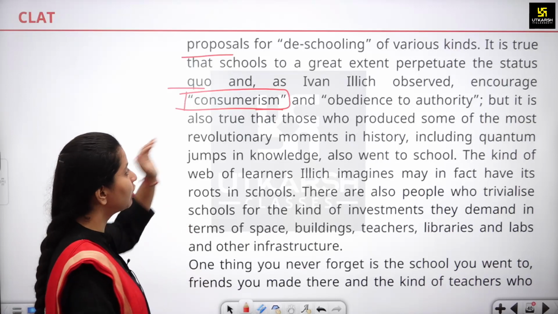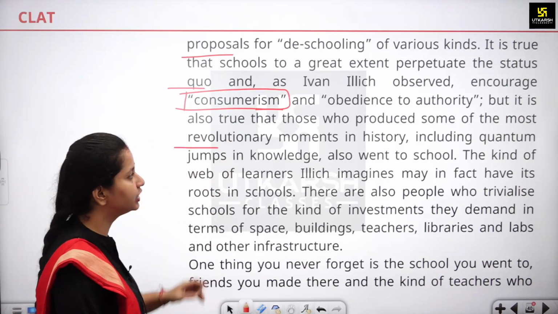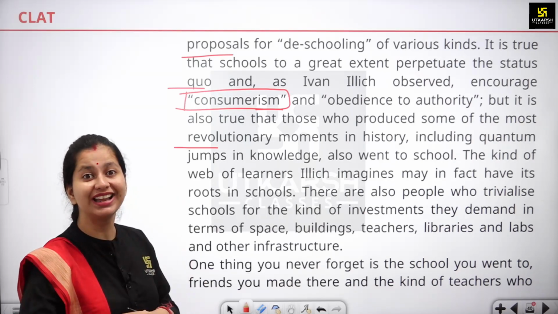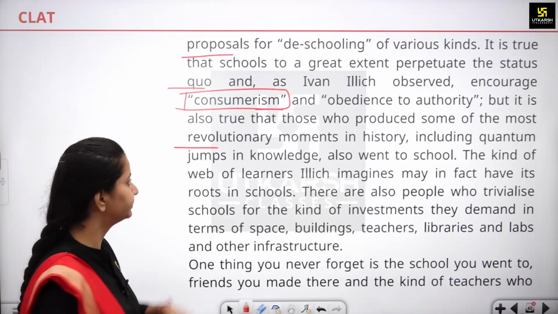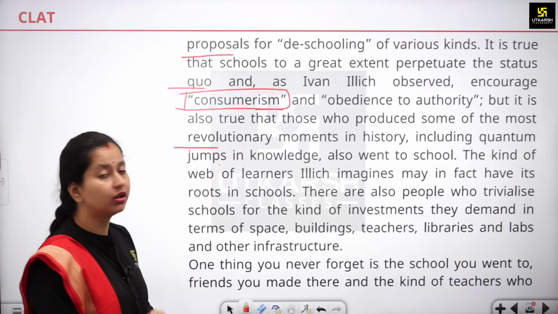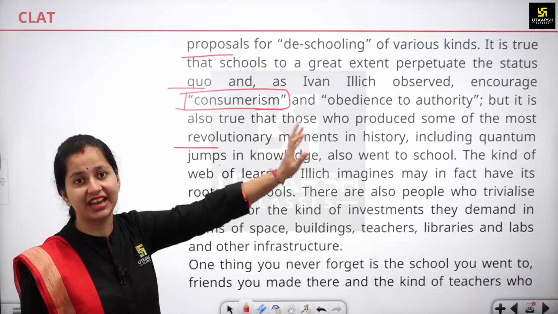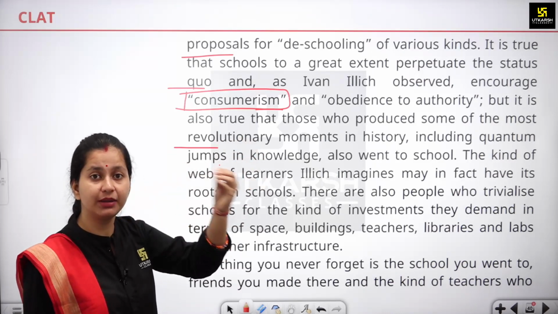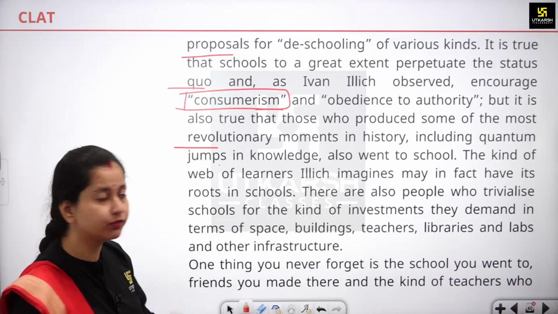Now, but it is also true that those who produced some of the most revolutionary movements in history, including quantum jumps in knowledge, also went to school. Quantum jumps means a very great jump or a very great thing that is achieved in knowledge. Now, it is just debunking the myth that Illich has said. So, it is saying that those who have made very much success in this field of knowledge, they have also gone to school.